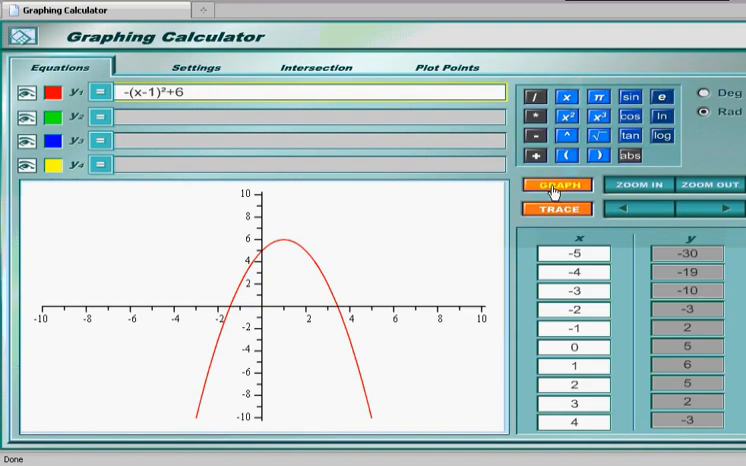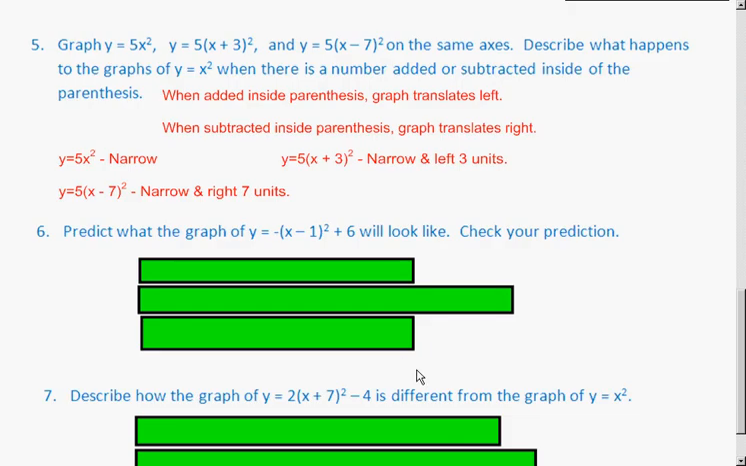Here's my equation substituted in. Went ahead and graphed it. Here's what my graph looks like. Your prediction, what you should have stated is that with this negative sign here, your graph now curves down. We subtracted 1. When you subtract 1, you move to the right. So it moved to the right 1 unit, and then the plus 6, it moved up 6 units. That is the transformation that happened there.